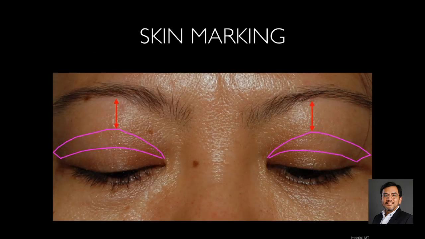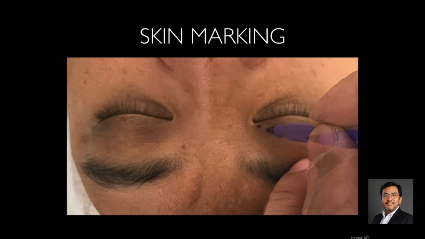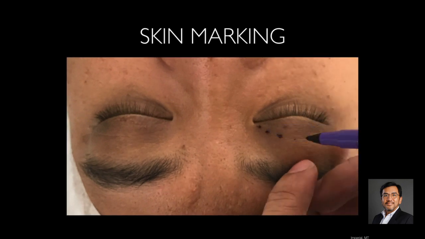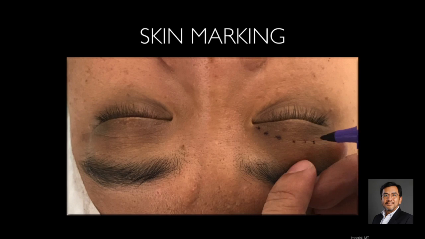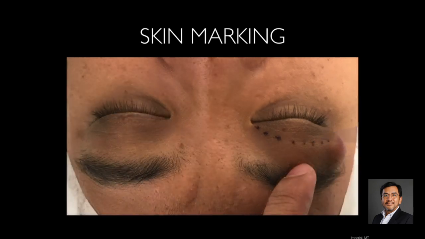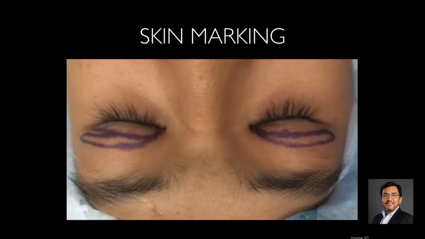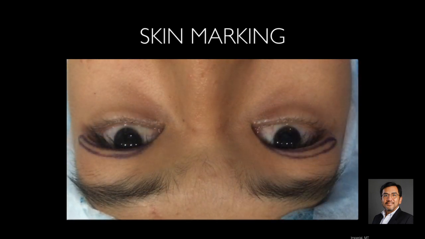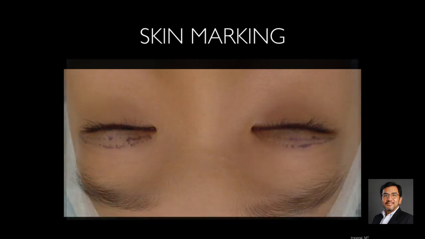I usually prefer to mark with dotted lines initially and then connect to form a curvilinear line. It is also advantageous to use a fine tip marking pen or a sharp wooden stick dipped in gentian violet. It is also better to instill topical and ophthalmic anesthesia before marking as not to spread and bleed the ink. After marking, you can ask the patient to look straight to check if your markings are adequate enough.